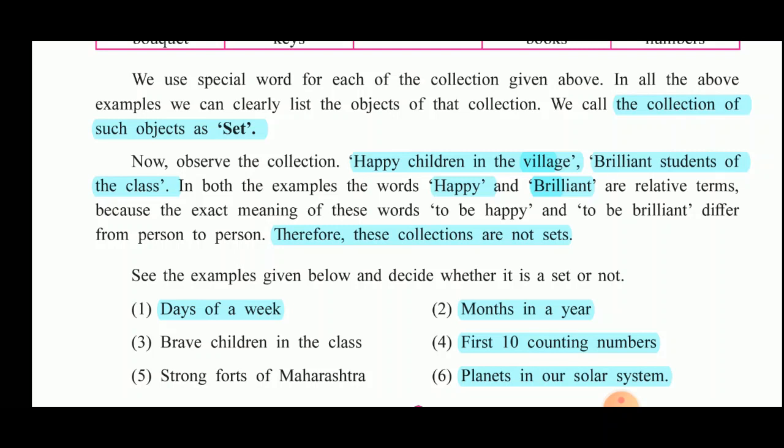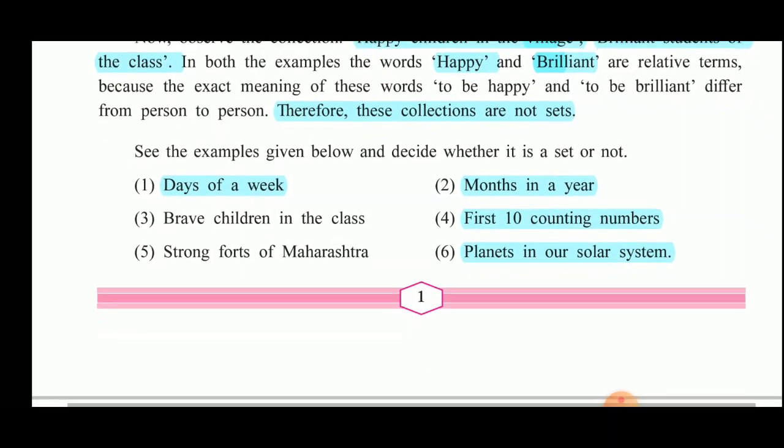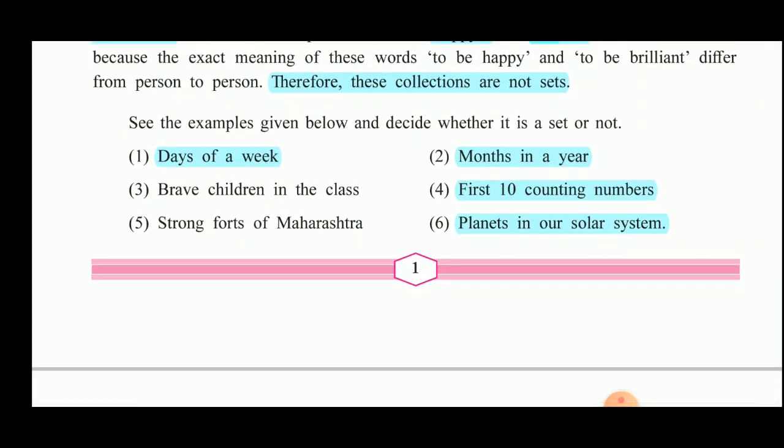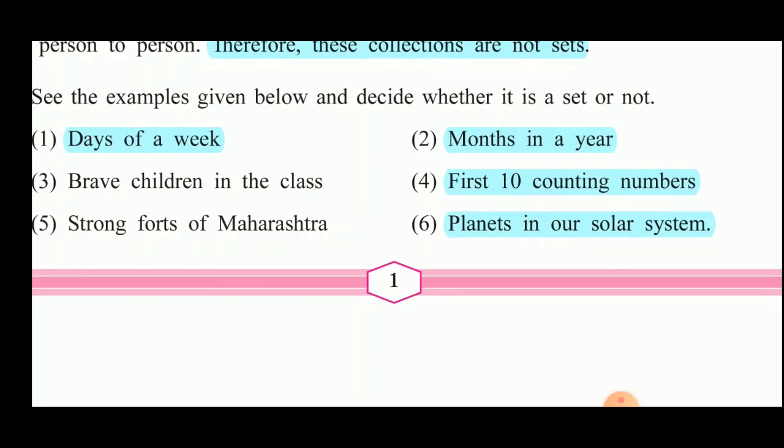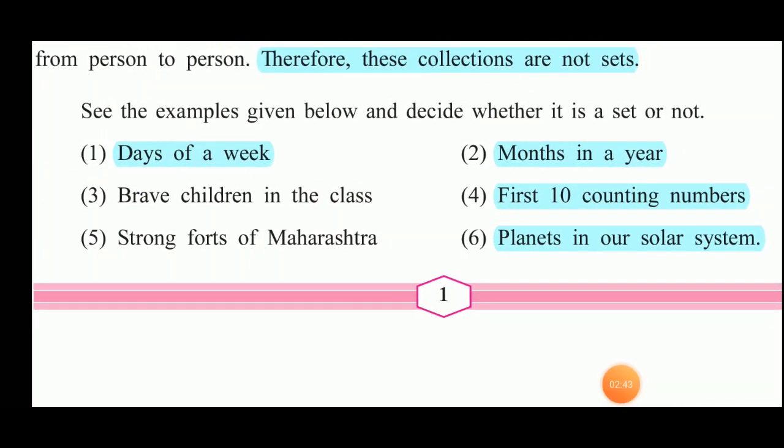Then planets in our solar system, total 10 planets are there. So that also is a collection, a set. So out of these 6 examples, we can see the highlighted ones. So these 4 are the examples of a set.